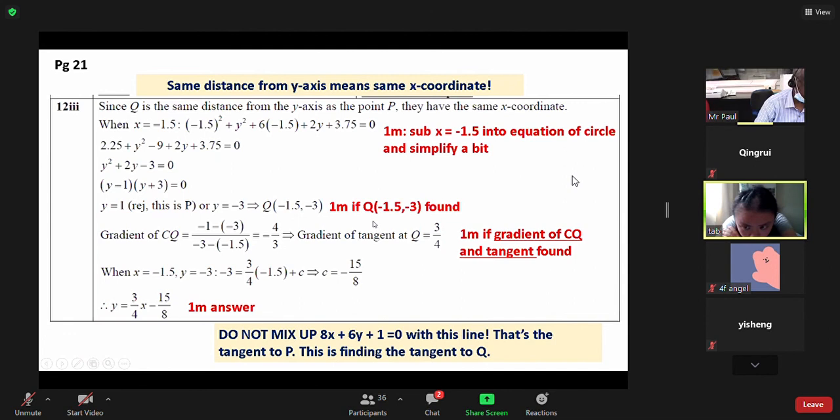Okay, how many marks up to here? 2 marks, huh? 1 mark, 1 mark. So 1 mark is for substituting x is this, nothing else. And then to get Q correct, you get your second mark.